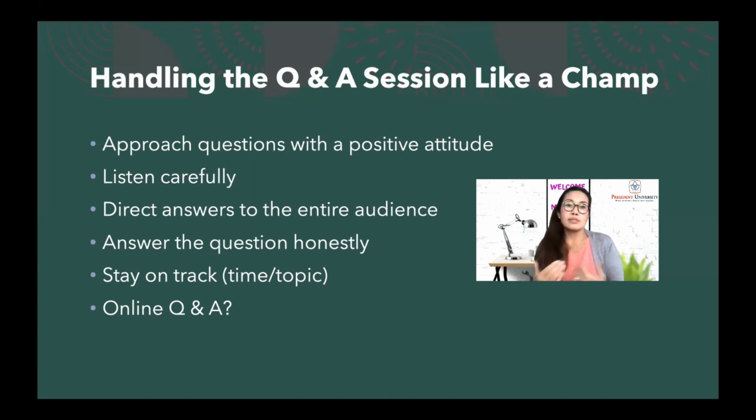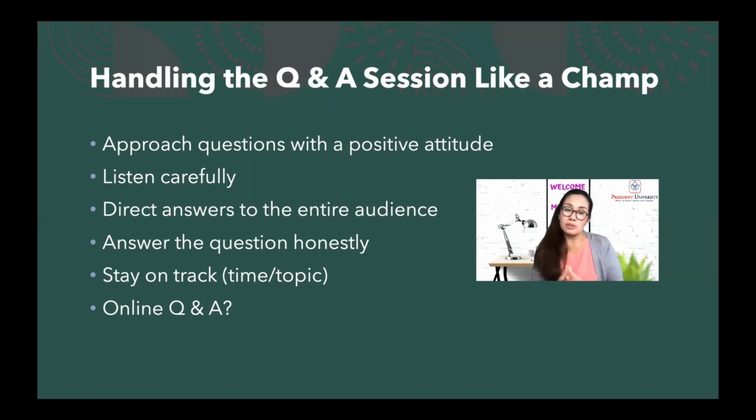And then stay on track in terms of time and topic. So sometimes in a public speaking activity, you are going to have a moderator to help you organize the session, right? But sometimes there is no moderator. So you need to make sure how many minutes are going to be allocated for the Q&A session, for example, and make sure that you are not going to drift by answering questions outside of the topic.